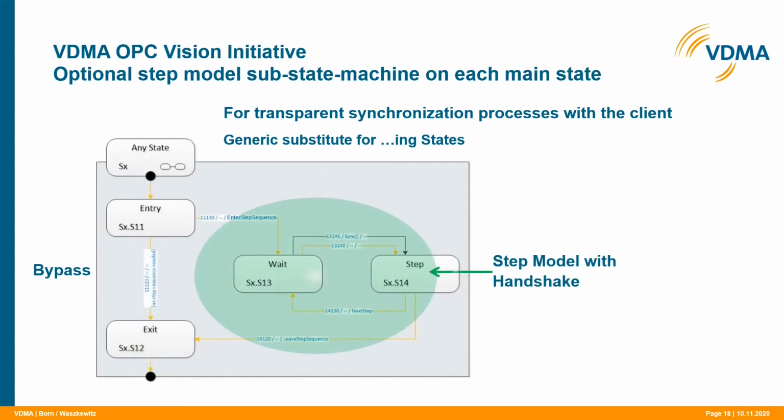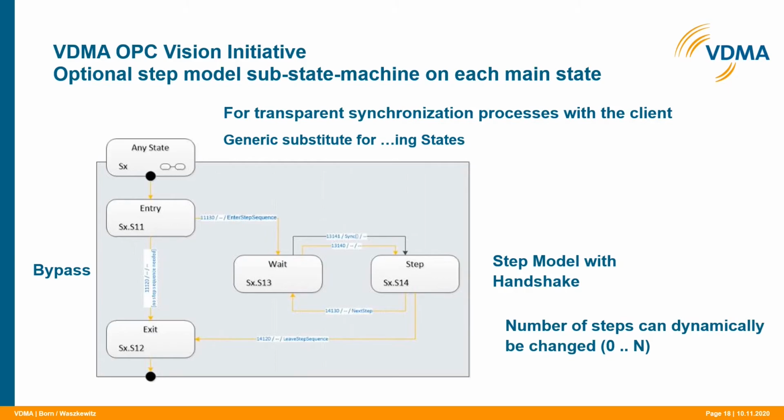If the system decides that synchronization is required, it transitions into the wait state instead, signaling this by an enter step sequence event to the client. Then, either by an internal decision, for example because of a signal on another interface, or due to the client calling the sync method, the system transitions into the step state in which it carries out some action. Then the system decides if more synchronization steps are required. If so, it transitions back to the wait state. If not, it leaves the step model state machine through the exit state. This means the number of steps can be changed dynamically due to prevailing circumstances in the system.